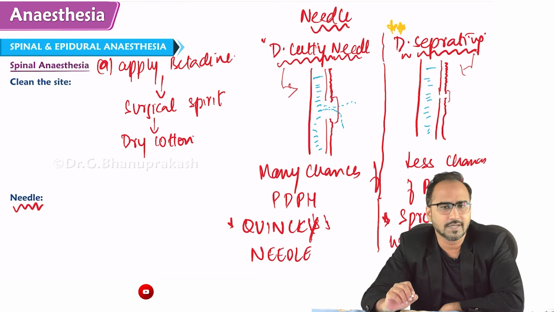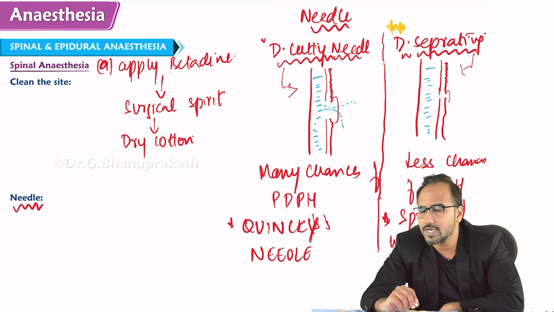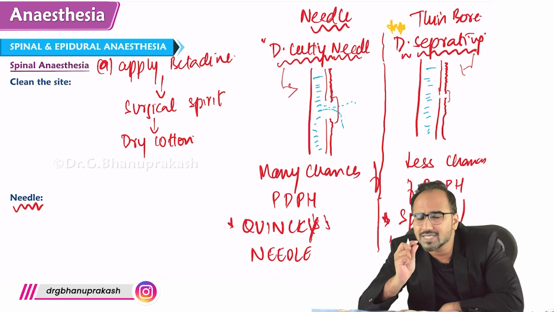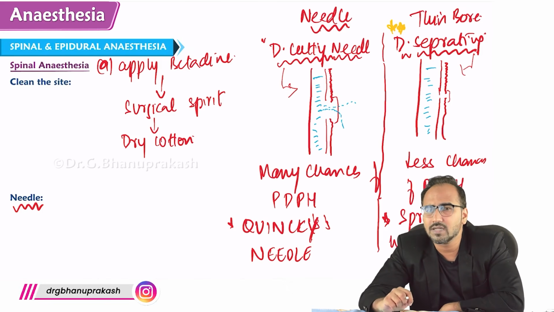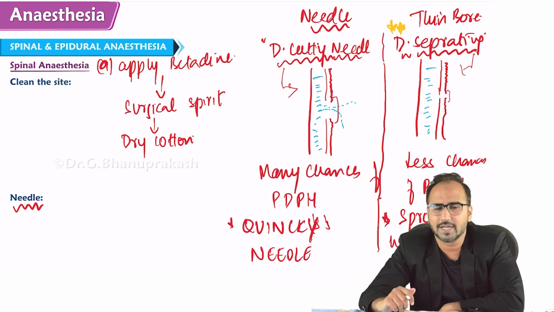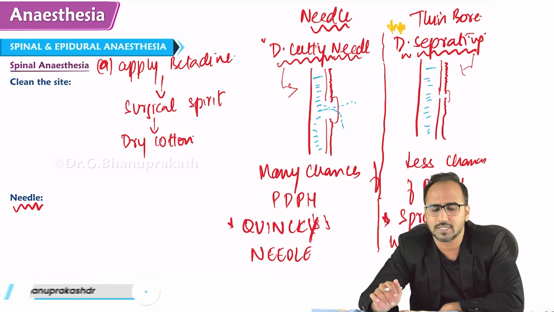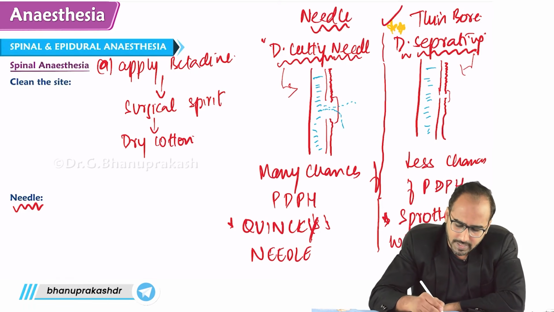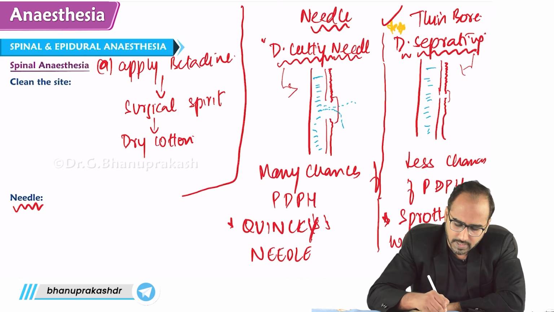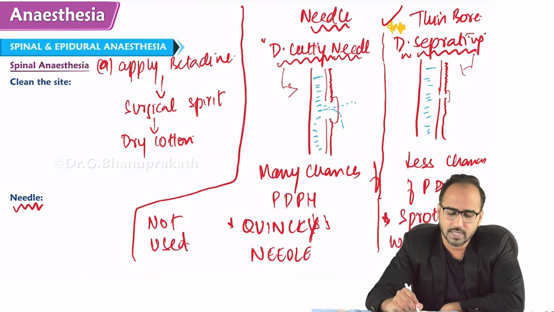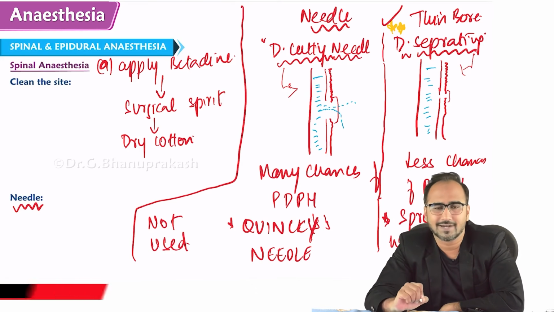So which needle will you use for spinal anesthesia? I think it gets clear to you. The needle that we are using for spinal anesthesia is a thin bore dura separating needle. If you use a thick bore needle, what will happen? Much damage to the dura, and again PDPH chances are there. So guys, once again, the needle that we use in spinal anesthesia is a thin bore dura separating needle. The dura cutting needle is not used. Okay, this was regarding the needle.